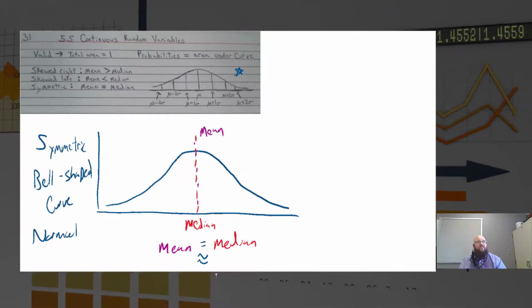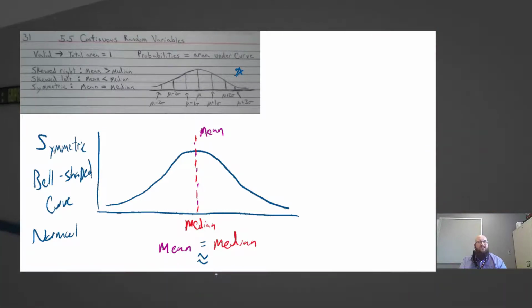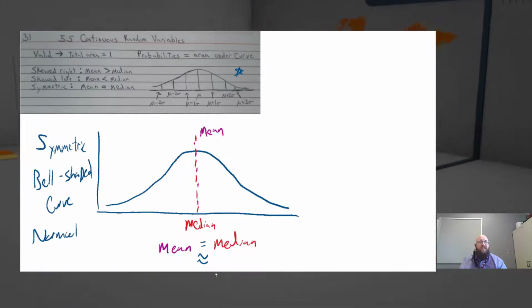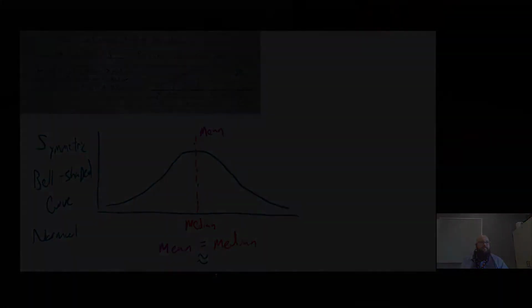So now we're going to go into a lesson that I taught for AP students, but it's the same information. We're going to talk about uniform distribution and how to calculate that.